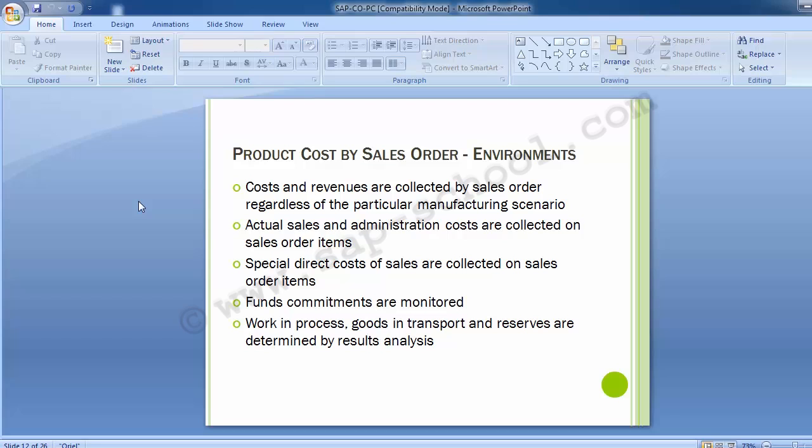The environment in which product cost by sales order is applicable is as on the screen. Costs and revenues are collected by sales order regardless of the particular manufacturing scenario. Actual sales and administration costs are collected on the sales order item. Special direct cost of sales are collected on the sales order item. Funds commitments are monitored. Work in progress, goods in transport, and reserves are determined by results analysis.